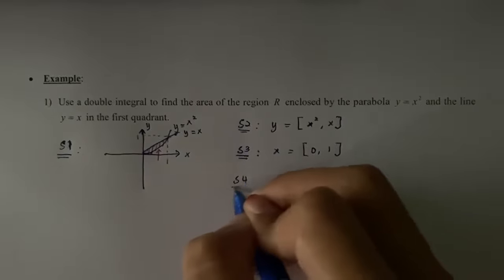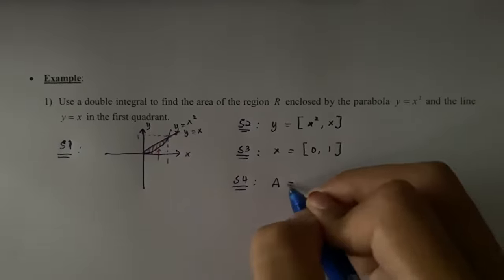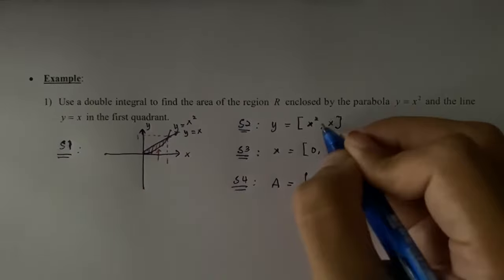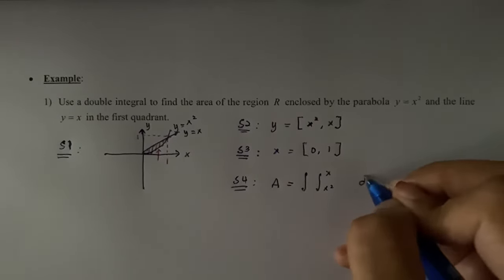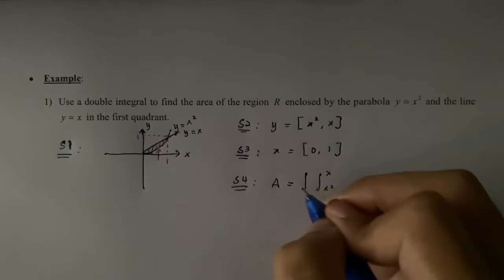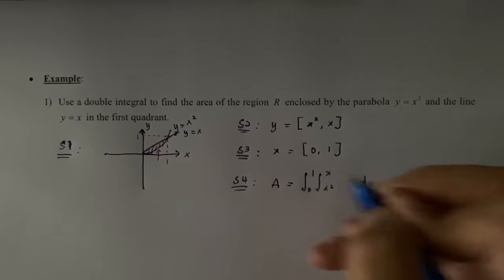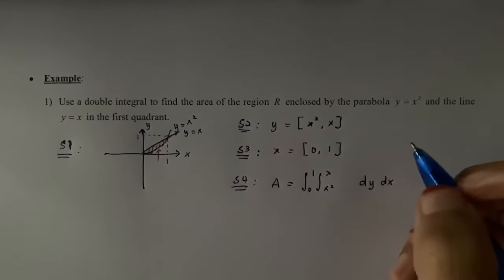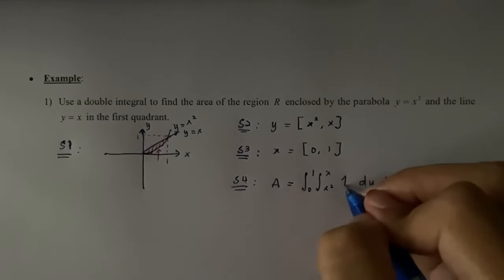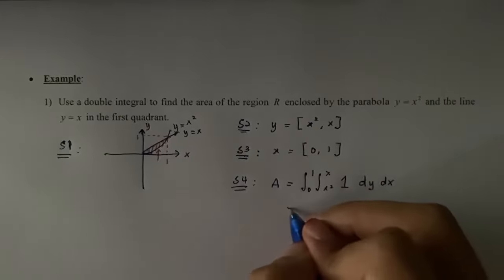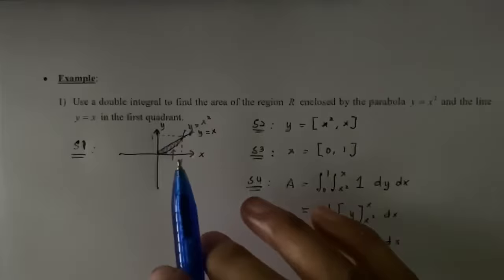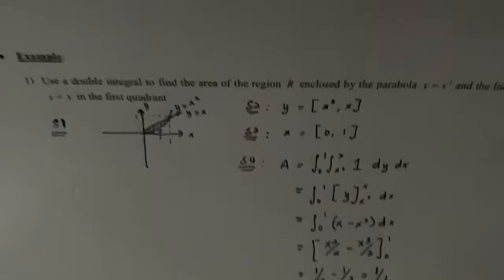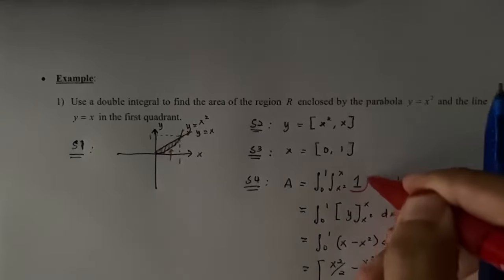The fourth step is to find the area. The area is a double integral. Since I have x square to x, this will be my dy, and then I have 0 to 1, this is dx. Now my f(x,y) is equal to 1. So the area is equal to 1 over 6. So the area for this region is equal to 1 over 6. Just need to substitute f(x,y) equal to 1 for area.